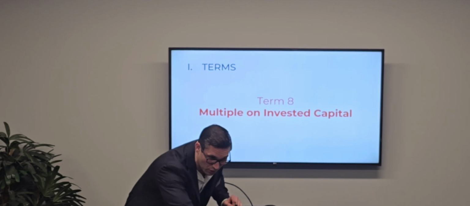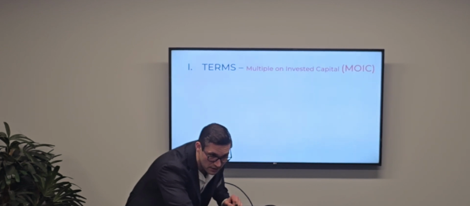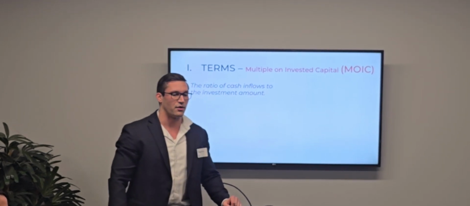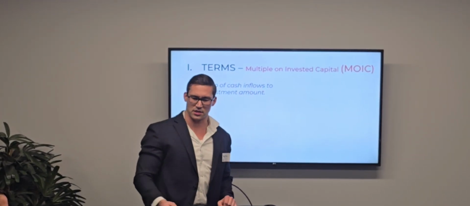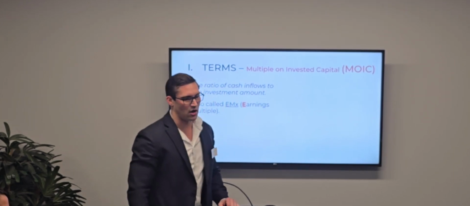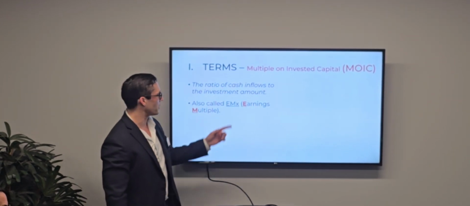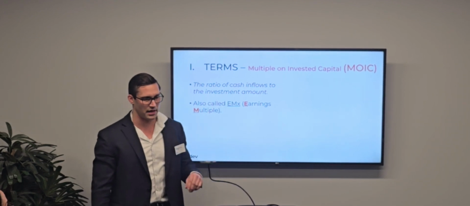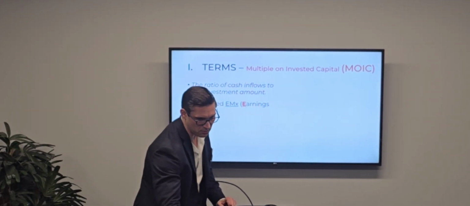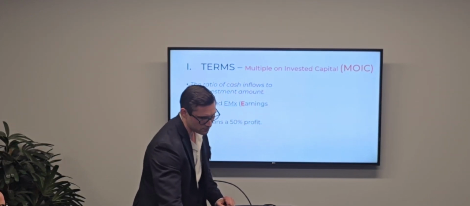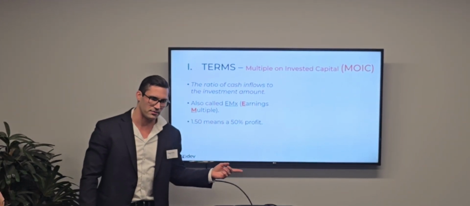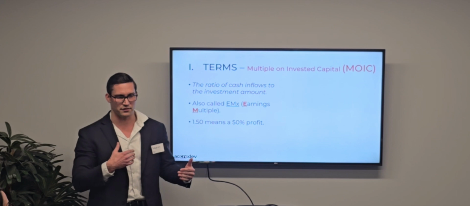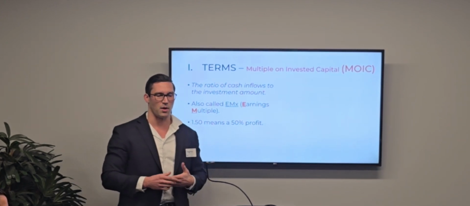Okay, last term, I'm sure you're all relieved, is multiple on invested capital. This is just the ratio of cash inflows to the investment amount. It's like a profit ratio, basically. It's also called EMX, which stands for earnings multiple, and then they throw that X on the end. So it's completely synonymous. As an example, 1.50 means you make a 50% profit. You put in 100, you get out 150. That is an MOIC of 1.5.